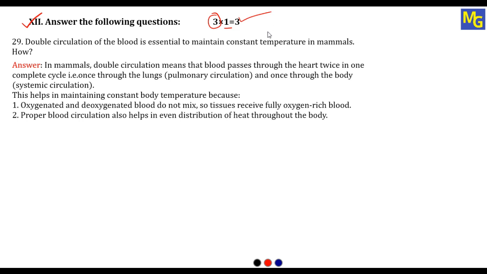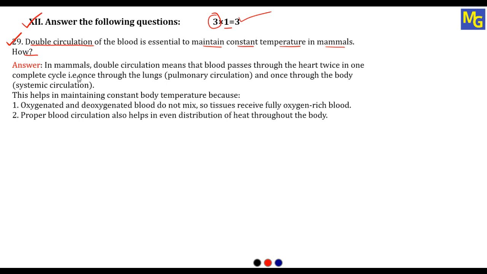So question number 29 says, double circulation of the blood is essential to maintain constant temperature in mammals. How? So here what they are telling is, in case of mammals we can see double circulation, means the blood will come twice in the heart. That is called double circulation. But due to this double circulation, the constant temperature is maintained. So we have to tell the reason or how it will be maintained.